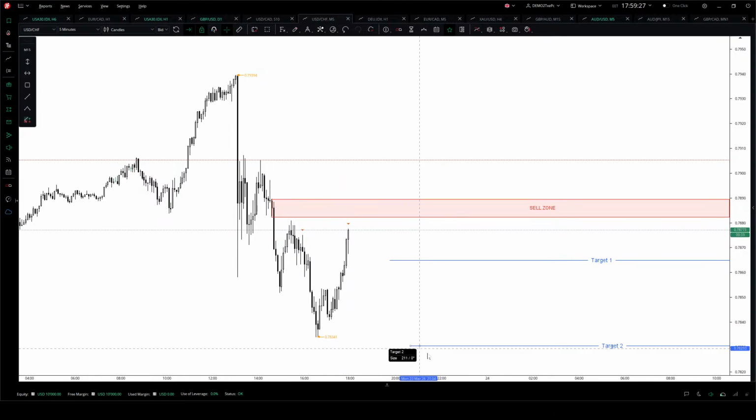And if the second target also hits, then we will be gaining around 3.5 times of our invested capital. So for example, if you're risking 5% of your capital, then if this trade is successful, you will have a gain of 17.5% on your capital. That's a massive gain from a single trade.